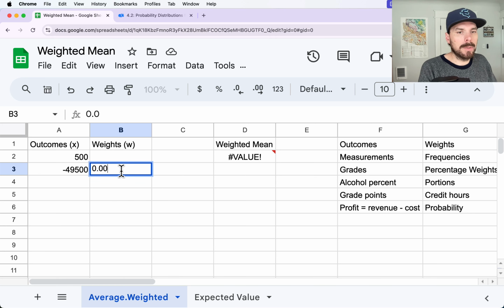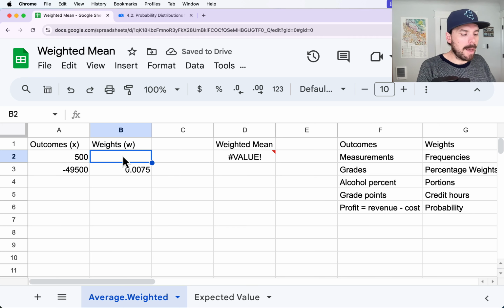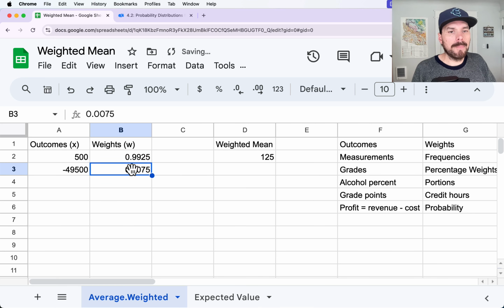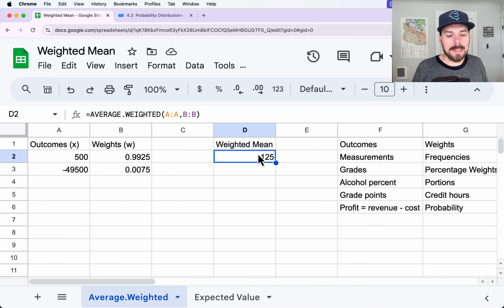That's 0.0075 as a proportion. Then that means the rest of the time, or 1 minus 0.0075, is 99.25% of the time we will make money. And here we see that on average, if we sold these policies again and again and again over the long run, as the insurance company, we would make $125 profit based on these circumstances.